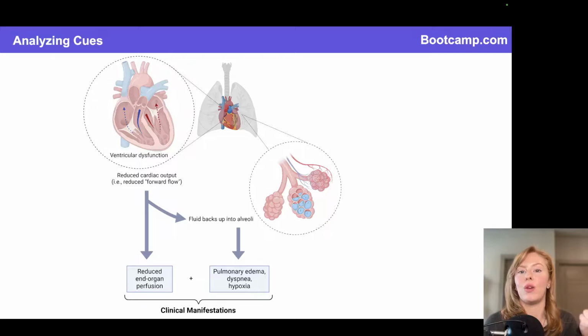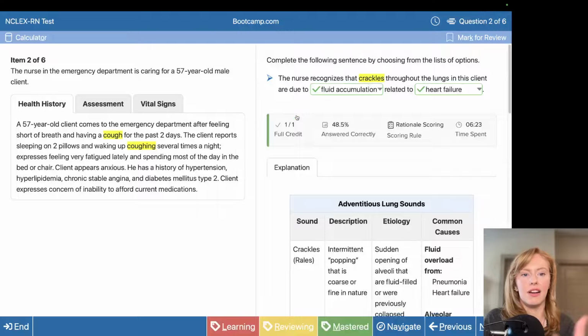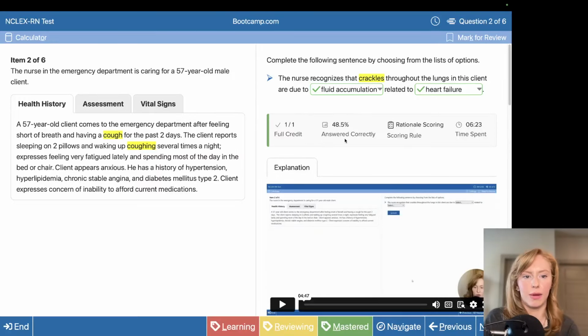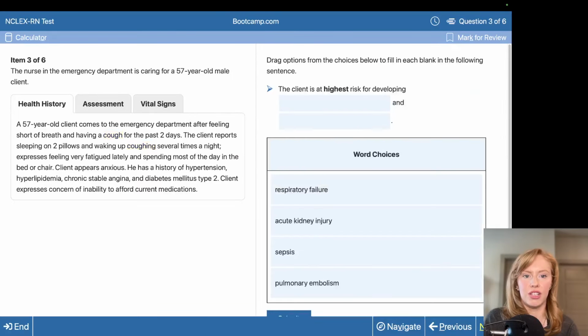It can't squeeze blood forward, and so instead that fluid can back up into your lungs, filling the alveoli, and cause that blowing bubbles through a straw kind of sound when you listen to it. So yes, I think that is our correct answer, and we're correct. Well done. Again, only about half the people got this, so you guys are doing a great job.